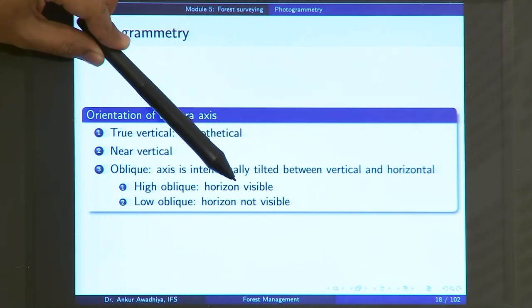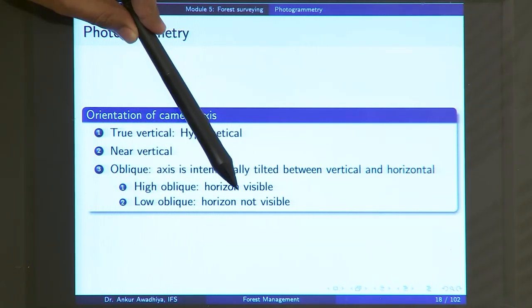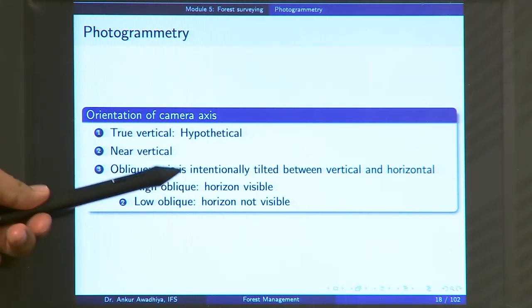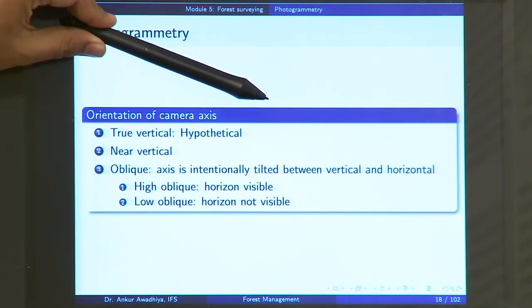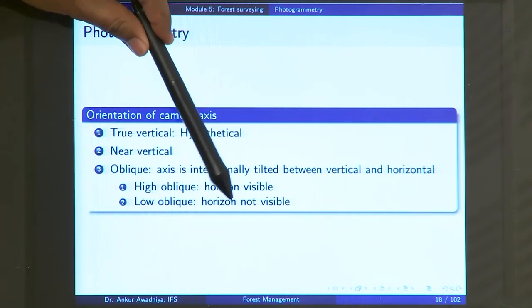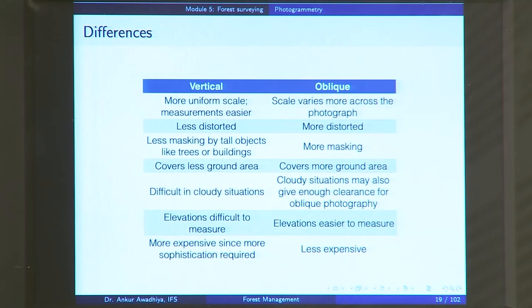In a low oblique angle, you are keeping it like this, and in the vertical orientation, you are keeping it like this. So vertical, low oblique, high oblique. Now low oblique and high oblique are distinguished by whether or not the horizon is visible. If the horizon is visible, then it is a high oblique image, you are looking like this so that the horizon is seen. Or if the horizon is not seen, then it is a low oblique image where the horizon is not visible. Now, what are the differences between all of these orientations?